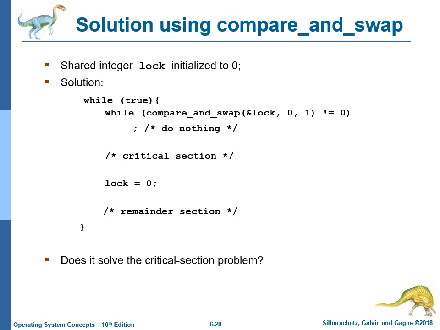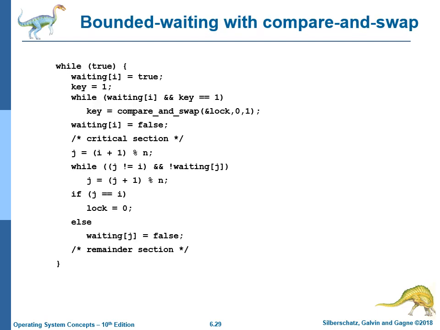So when these two functions run atomically, mutual exclusion can be provided as follows. They have a variable lock, and then they will lock with it.